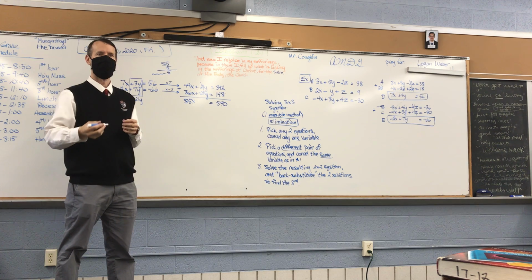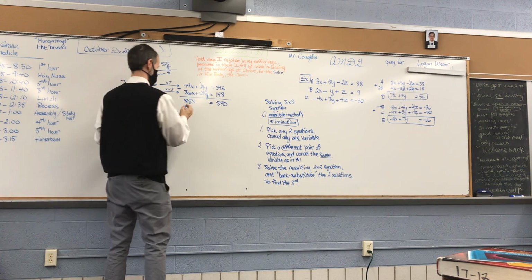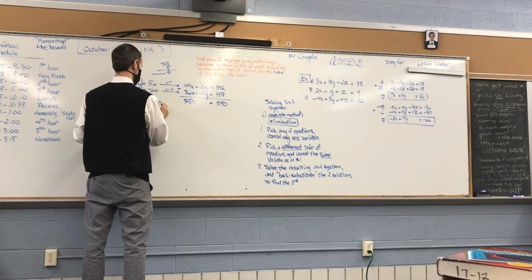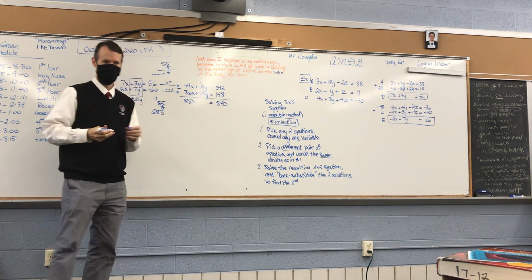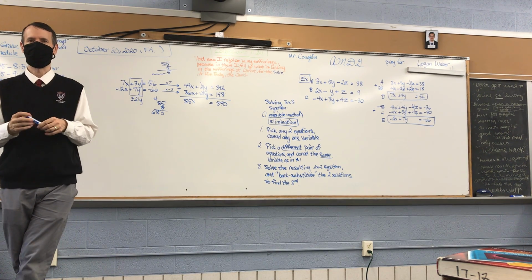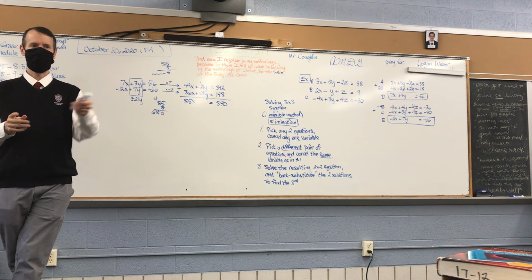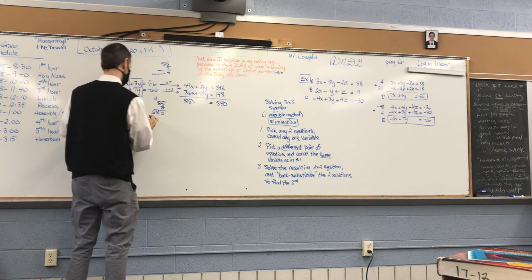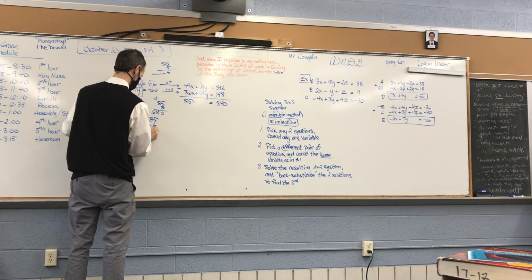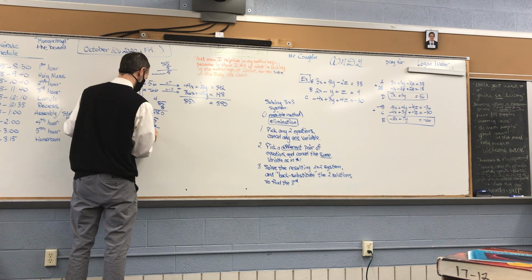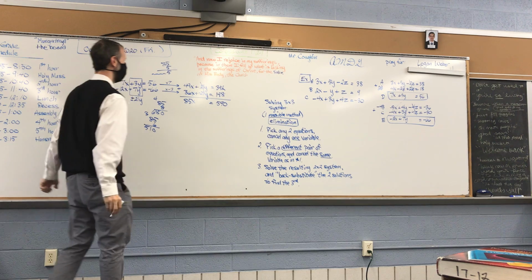8, maybe. Let's try it. 85 times 8. 8 times 5 is 40, carry the 4, 64, 68. Too big, but nice try. Another one? Try 6. 85 times 6. I hope I didn't do my math wrong. That would really stink right about now. 30, 48, 51. Oh, for the love of all that's holy.